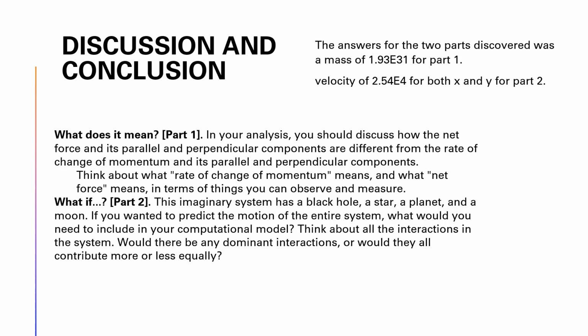Now, discussion and conclusion. What does it mean? Well, between the F-net and the parallel and perpendicular components, and also the change in momentum, value-wise, they're the same, but what they represent can mean different things. The F-net we can identify as what's causing the change in momentum. However, the change in momentum is how much it's changing. And so the force of gravity is what's causing the change in momentum, and it's changing it by F-net amounts. But the change in momentum is the actual value. It's each time it's changing by this much, and that applies similarly to the components as well.